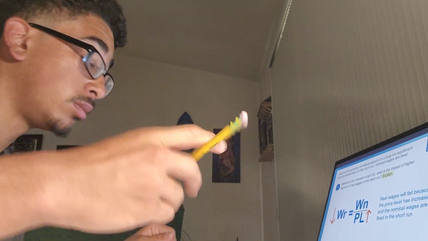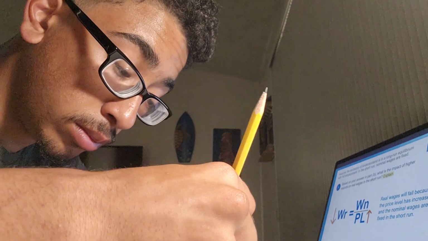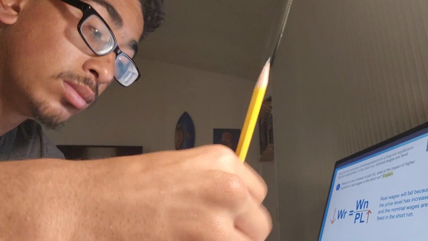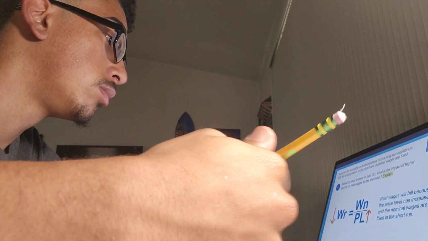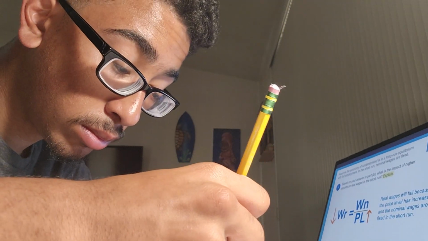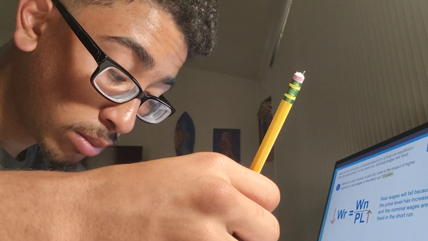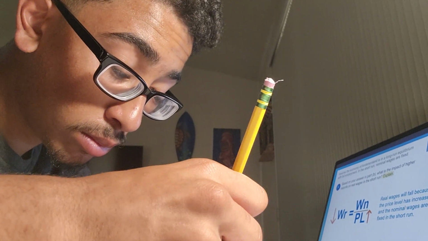Real wages will fall. That's the first part. That's the assertion. That's the answer to the first question. What's the impact? Because, anytime you have explain, think about putting the word because in your answer. Real wages will fall because price level is increased and the nominal wages are fixed in the short run.